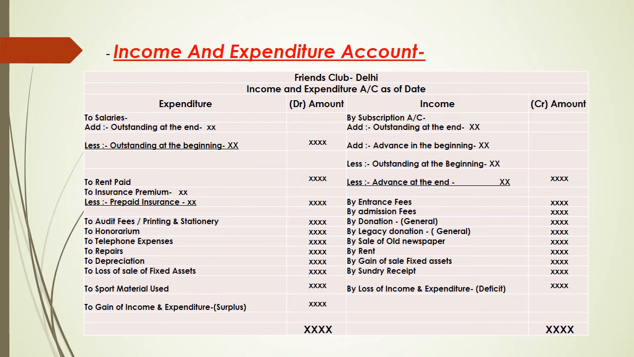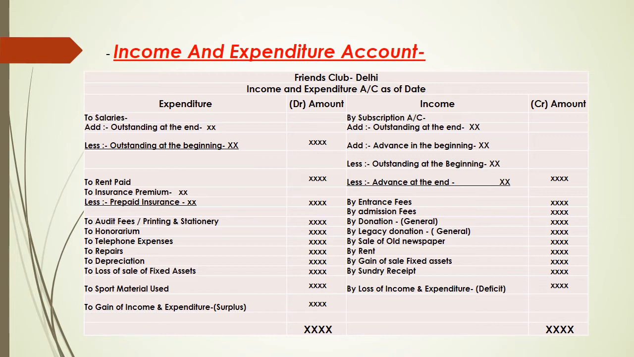Correct, student? Now the point to understand is that outstanding at the beginning is the opposite. If any amount was payable in the previous year but was paid in the current year, that amount should be deducted from the salary, because it relates to the previous year, not the current year. Similarly, if any rent is paid, it should be recorded under the expenditure side, and that rent should be recorded within 12 months, not of a recurring nature.